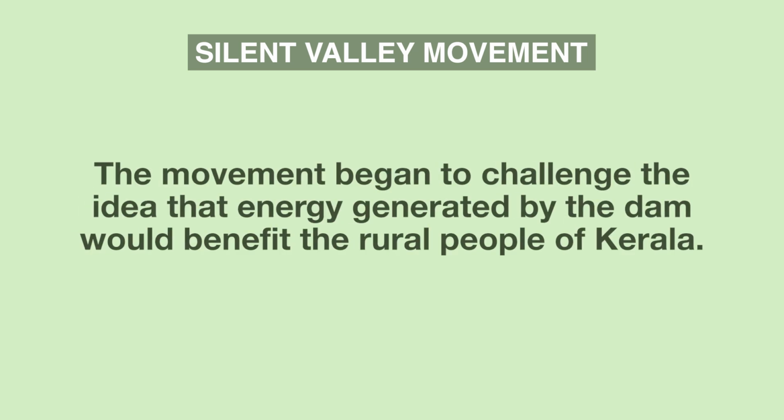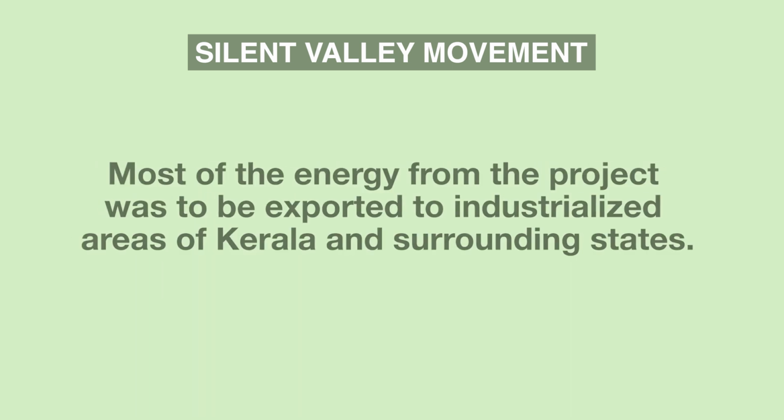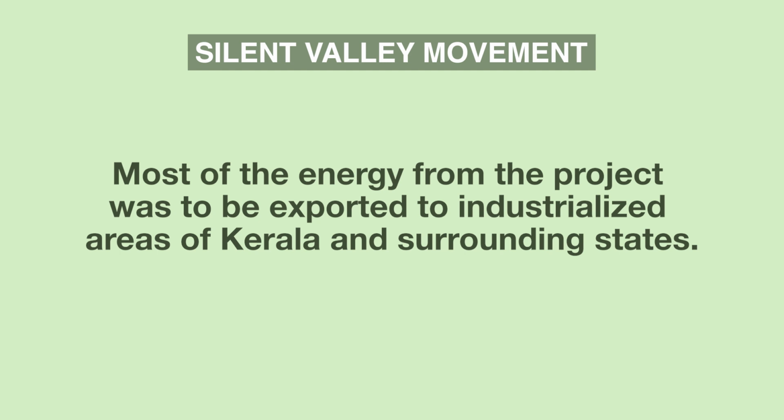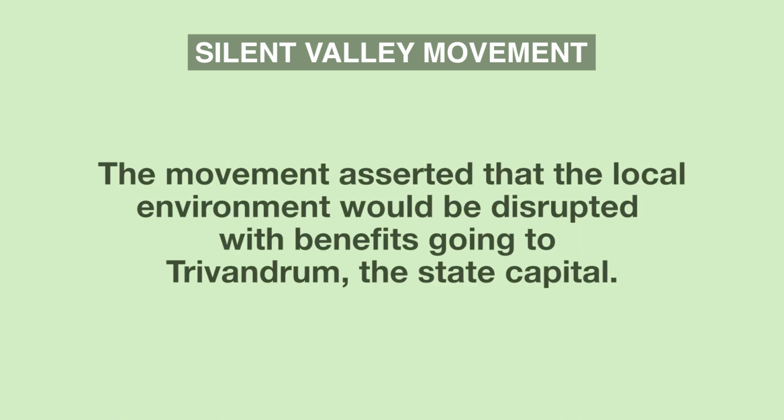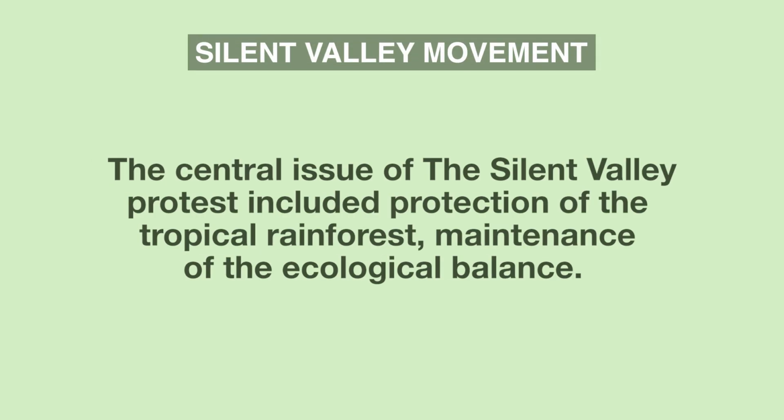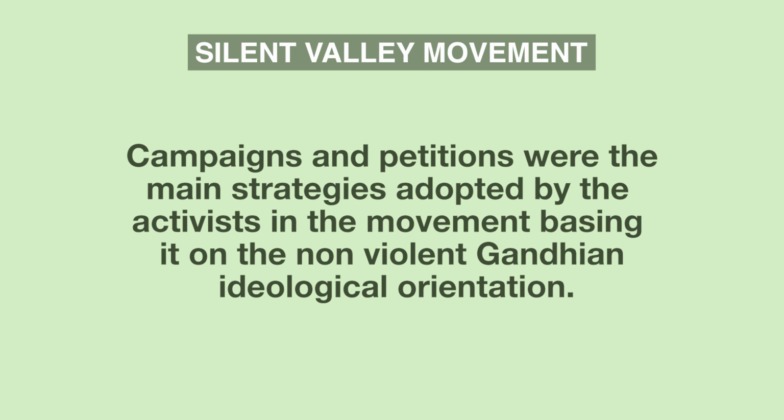The movement began to challenge the idea that energy generated by the dam would benefit the rural people of Kerala. Most of the energy from the project was to be exported to industrialized areas of Kerala and surrounding states. The movement asserted that the local environment would be disrupted with benefits going to Trivandrum, the state capital. The central issue of the Silent Valley protest included the protection of the tropical rainforest and maintenance of the ecological balance. The campaign and petitions were the main strategies adopted by the activists in the movement.